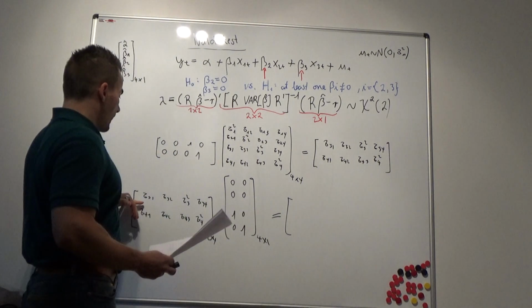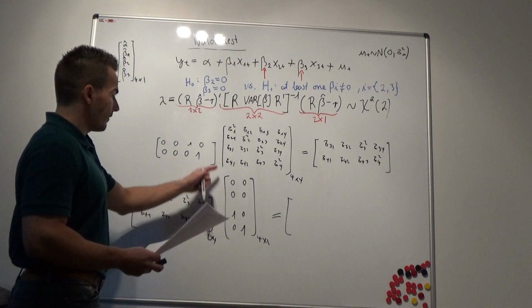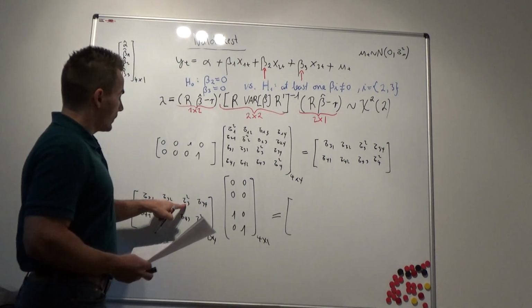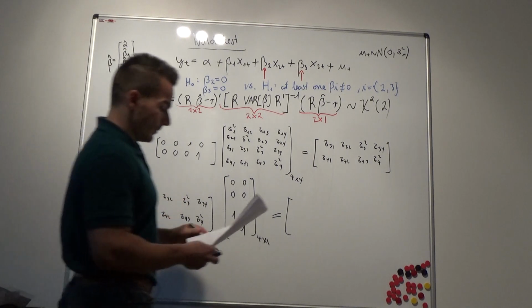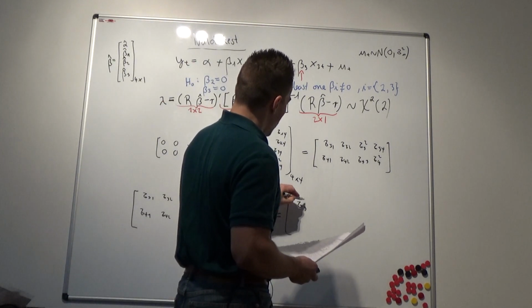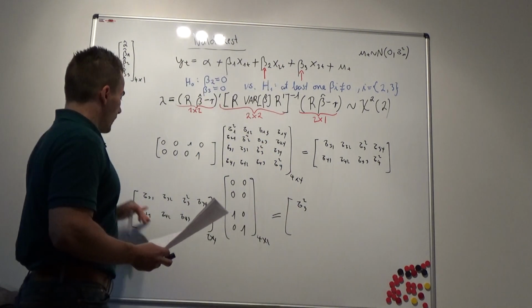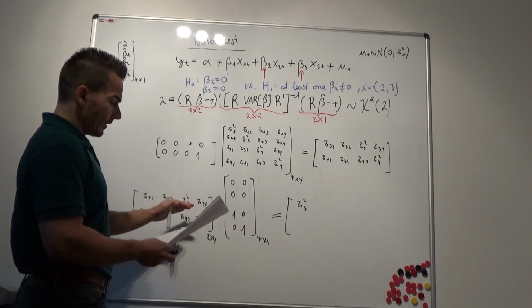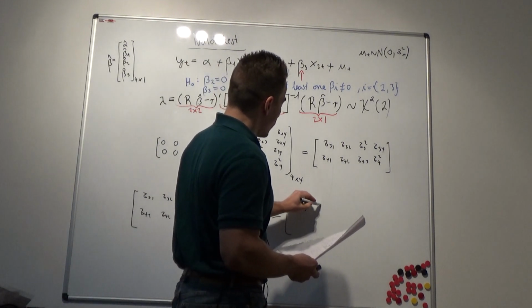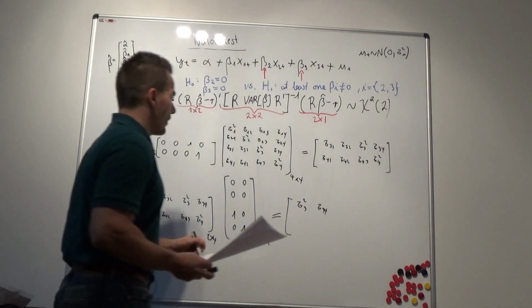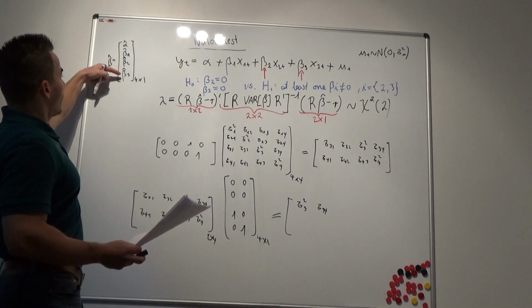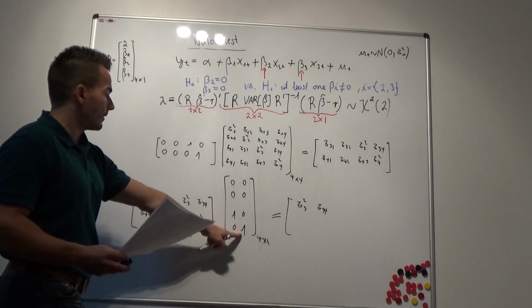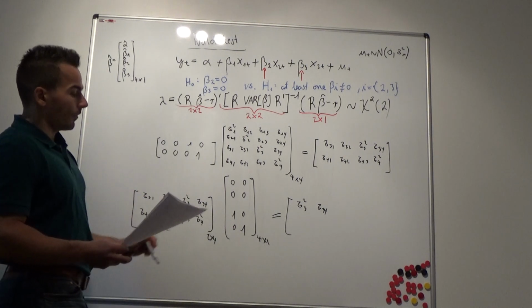Well, if we multiply the first row with this column vector here, what it gives us is this element sigma 3 squared. So we have the sigma 3 squared as our first element here. Next we have to multiply this row with the second column vector, and what it gives us is sigma 3,4, which is the covariance between this guy and this guy. This row times this vector gives us the sigma 3,4.